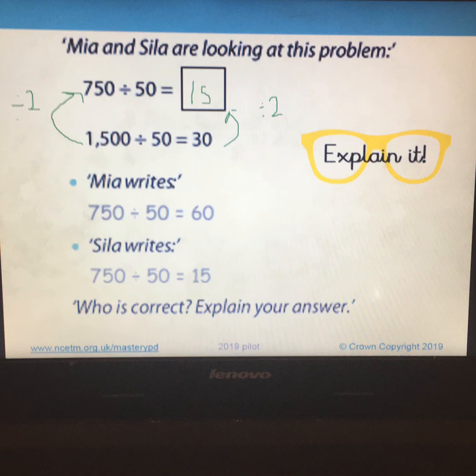What's Mia done then? Because I can work out what Mia's done. How did Mia get an answer of 60? Well, she's done the right thing. She's got the right idea. But what she's done is she's timesed by 2. So she's timesed the quotient by 2. She's done 30 times 2 to get 60, whereas she should have been dividing it.